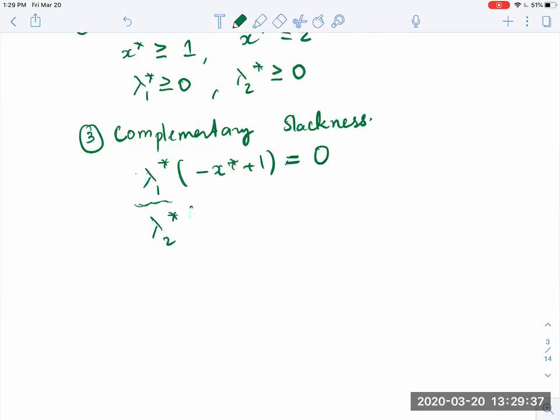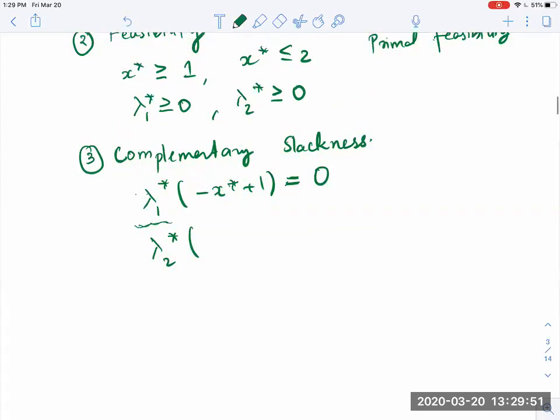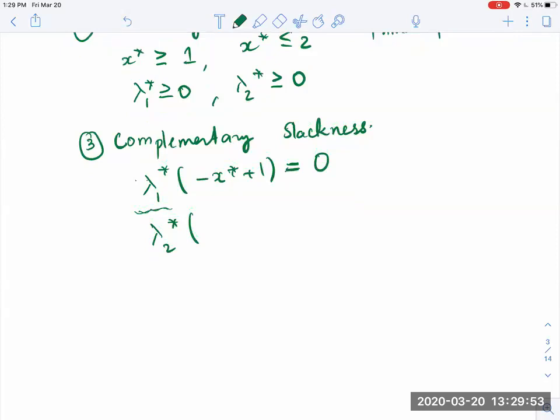Is it possible for both to be 0? Yeah, both can be 0. But it's not necessary, right? Yes, but I think it's rare for both to be 0. Most of the times you get one non-zero or one 0. Okay, so that's an interpretation. If your lambdas are not 0, that implies your x satisfies your inequality with equality.